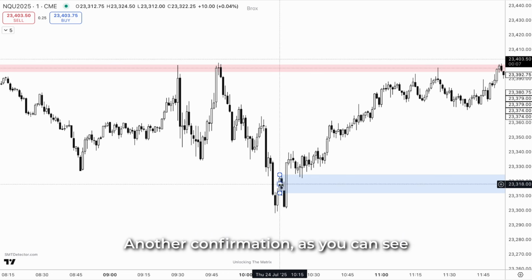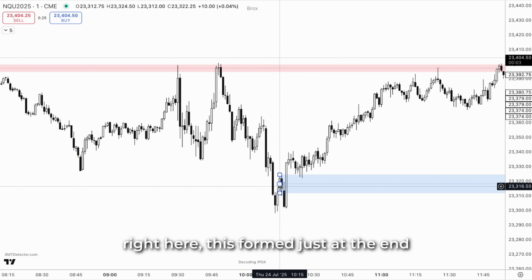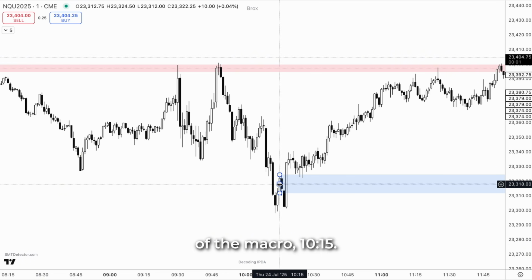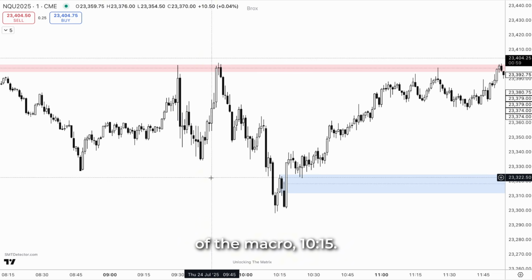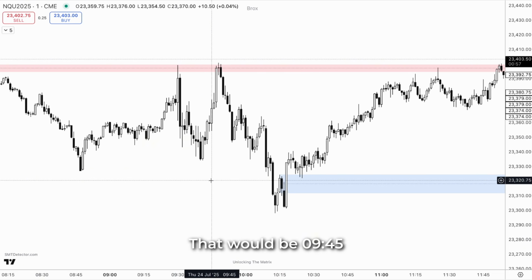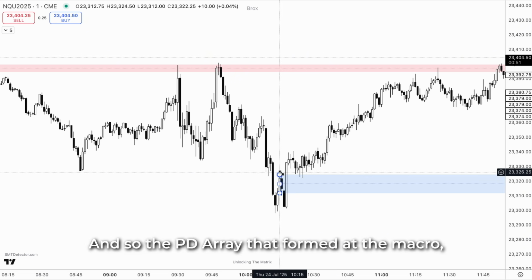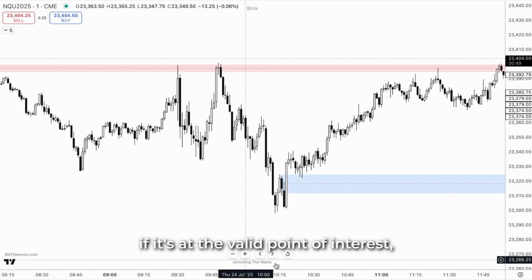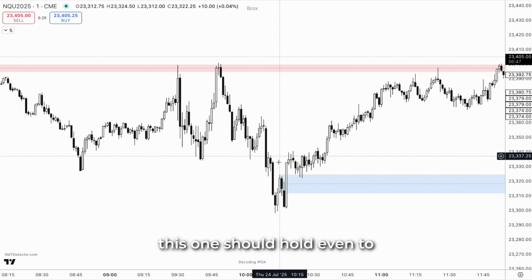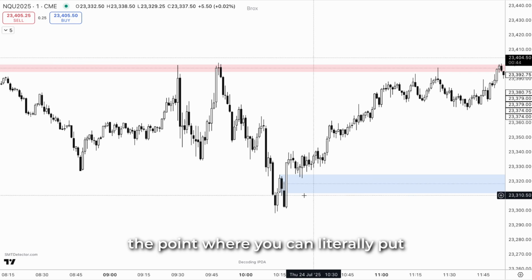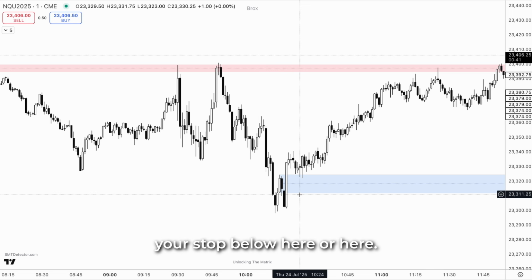Another confirmation, as you can see right here, this formed just at the end of the macro, 10:15. That would be 9:45 till 10:15. That's one macro. And so the PD array that formed at the macro, if it's at the valid point of interest, this one should hold, even to the point where you can literally put your stop below here or here.